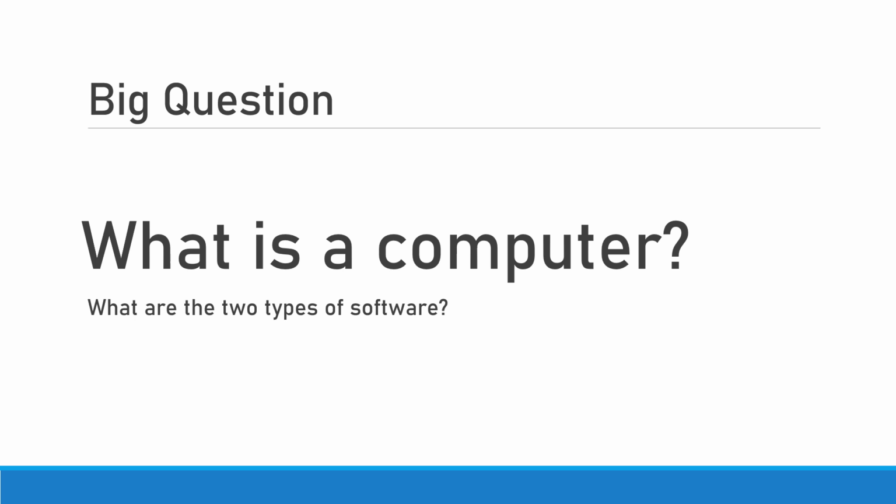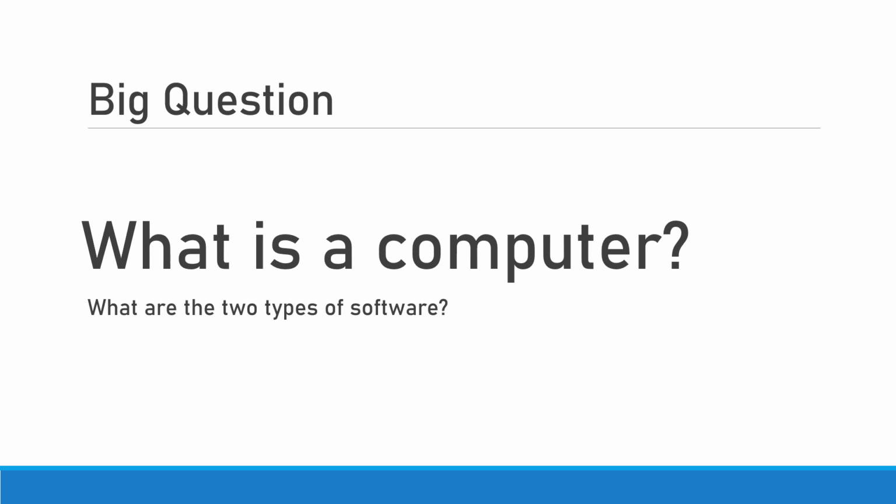Right, year seven. So far we've learned about the two elements that make up a computer system, hardware and software. Today we're actually going to dive a little deeper into the world of software. And by the end of this lesson, you're going to be able to answer the big question, what are the two types of software?